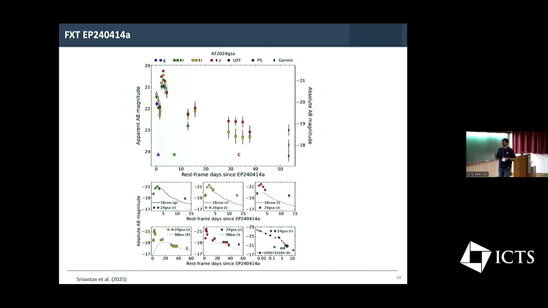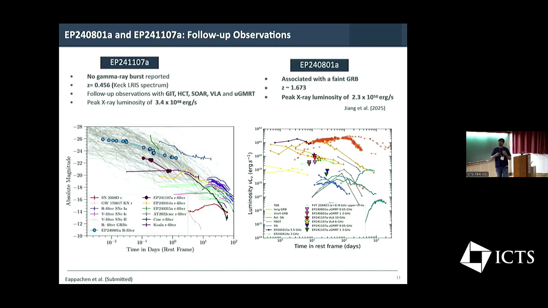I'll briefly discuss some of the efforts we have made to follow up a couple of fast X-ray transients. One is EP241107A. In that case, no gamma-ray burst was detected at all. We got a Keck spectrum at a redshift of 0.456, and we have extensive follow-up observations with GIT, SCT, SOAR, VLA, and GMRT, also with AstroSat. At that distance, it has a peak luminosity of about 3.4 × 10^48 erg per second. And the second one is EP240801A, the Jiang et al.